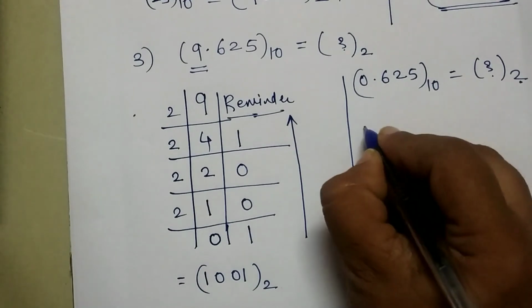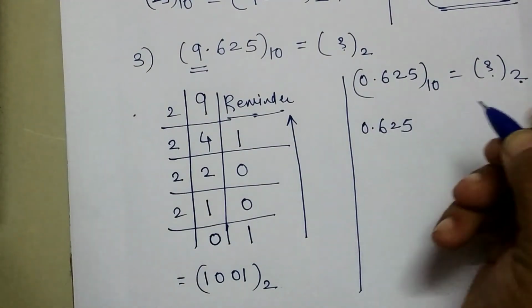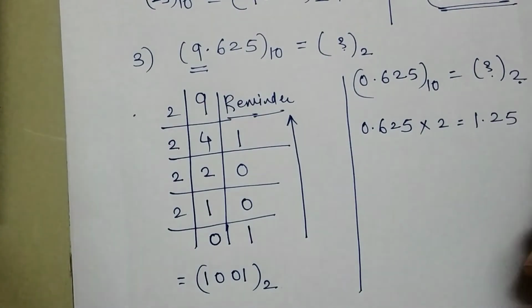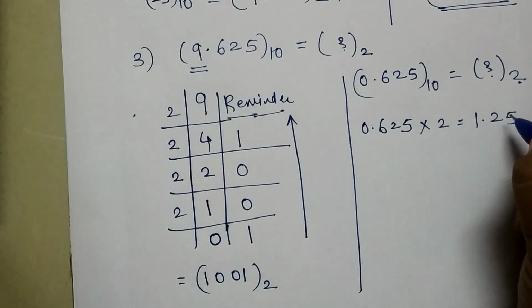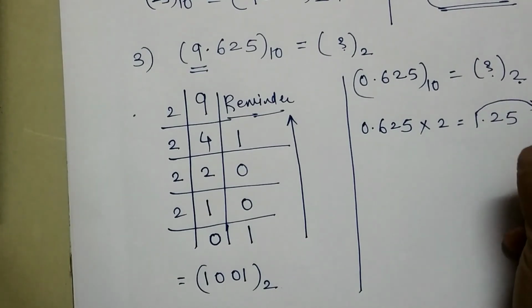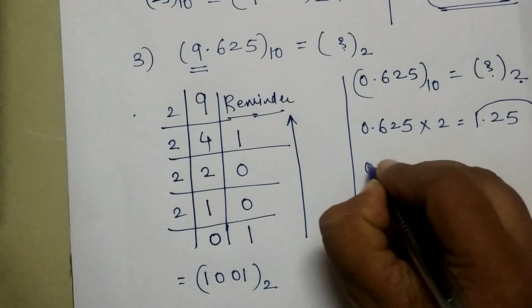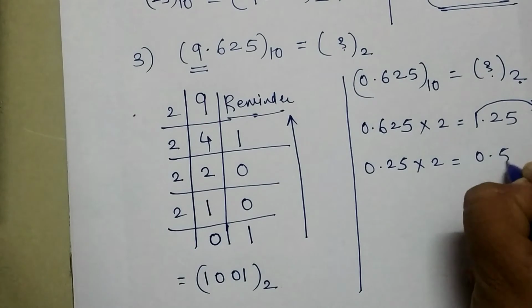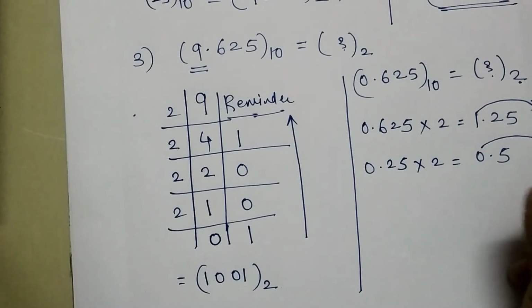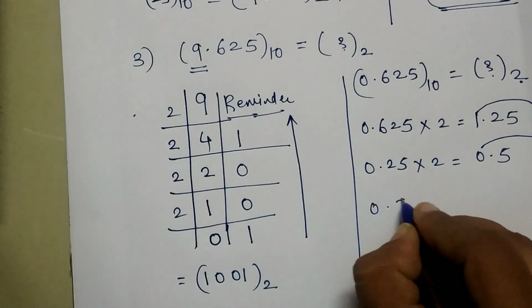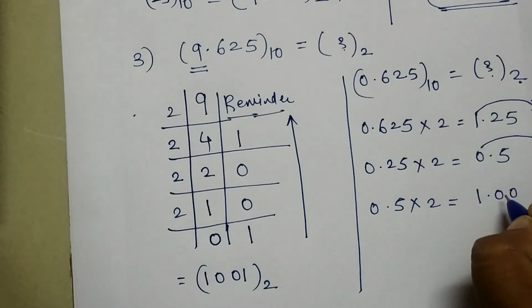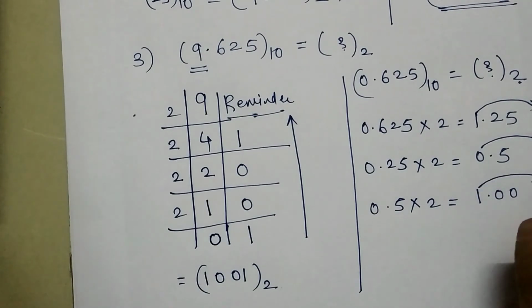Okay, so let us start. 0.625 into 2. The multiplication comes to 1.25. What do we have to do? We take the integer part as a carry. So we have considered 1 here. Now the fractional part is 0.25. Again multiplied by 2, what is the answer? 0.5. So this 0 is considered as a carry. Now 0.5 into 2. The multiplication is 1.00. So this 1 is the carry.